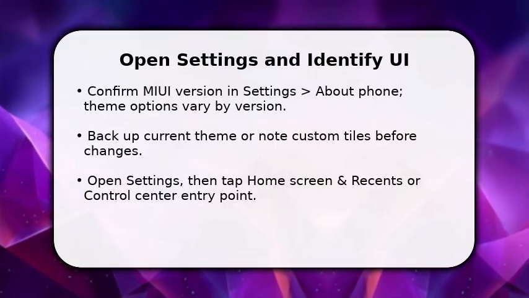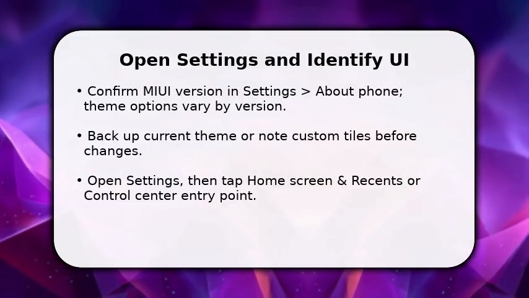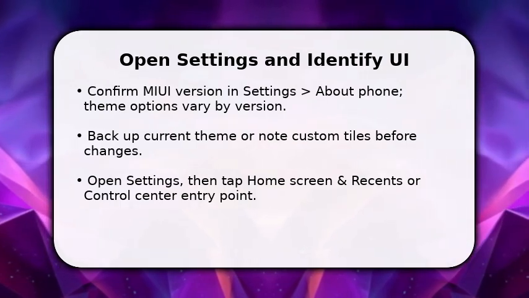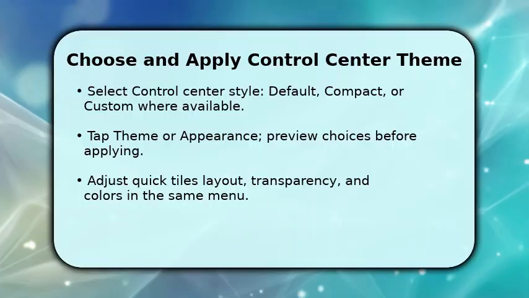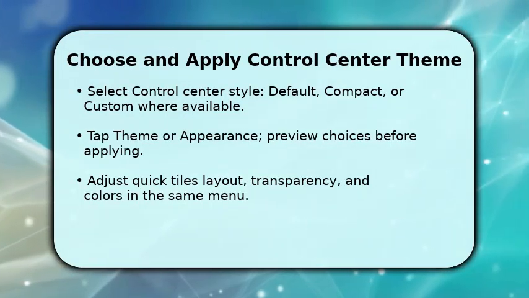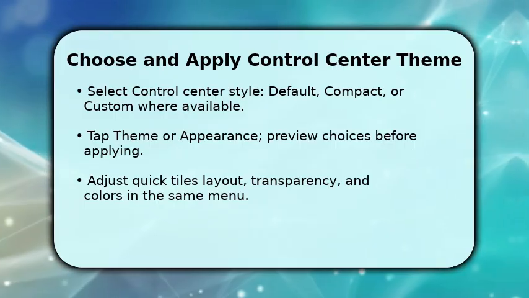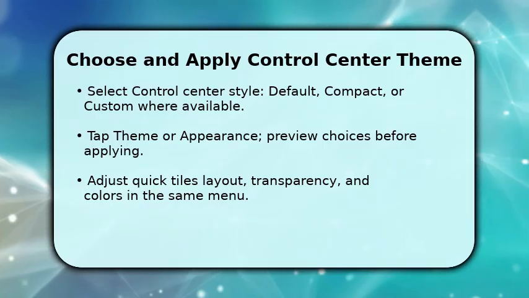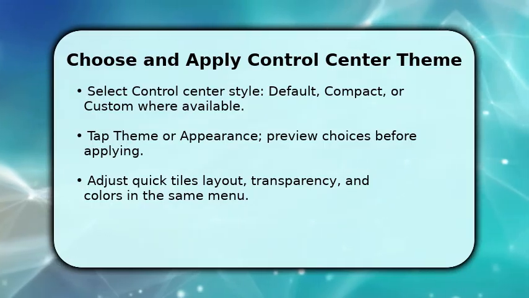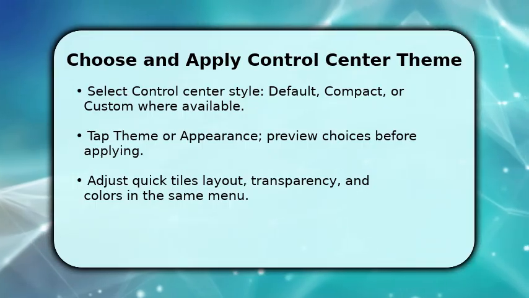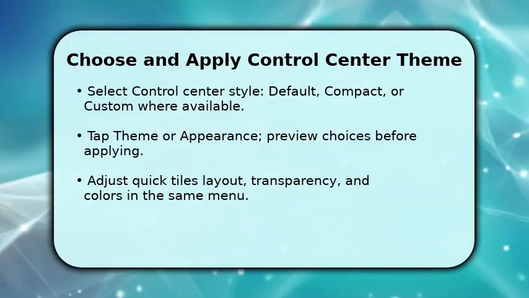Now proceed into the Control Center menu to access appearance controls. You now pick the style and tailor visual details. In Control Center settings, choose Default, Compact, or Custom. Each changes layout and spacing. Next, tap Theme or Appearance to preview color schemes and translucency. Previewing avoids unwanted surprises. Make adjustments to quick tile size, transparency, and accent colors. These affect readability and battery perception.